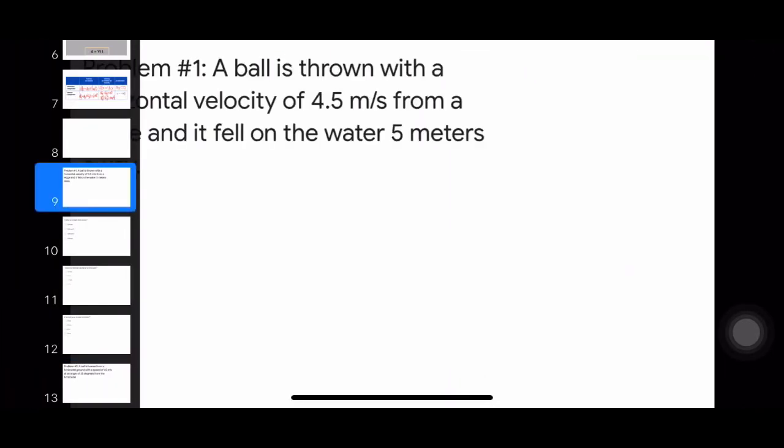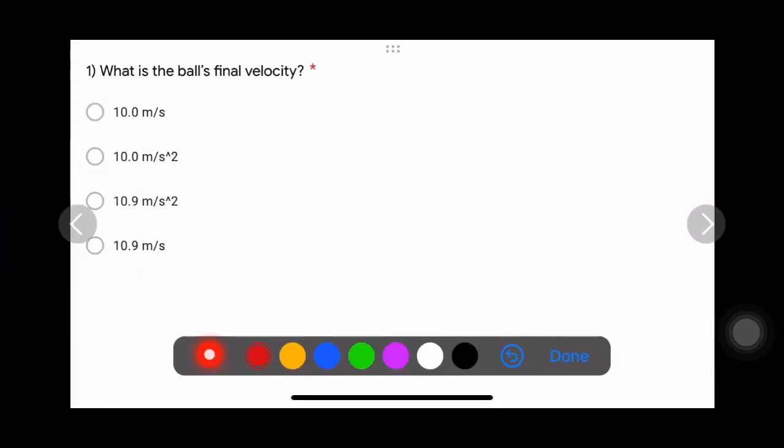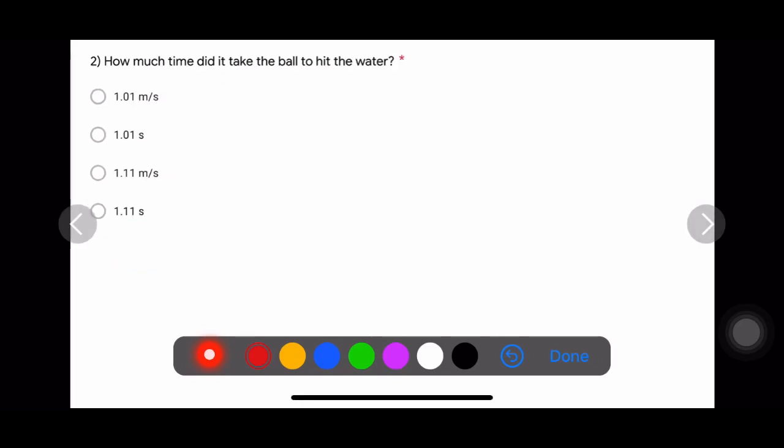So let's check our problem. We have here the final velocity is 10.9 meters per second. That is the answer. Next, how much time did it take the ball to hit the water? Yes, the first one that we've solved, that is 1.11 seconds. Okay, and the last one, how high above the water is the ledge?